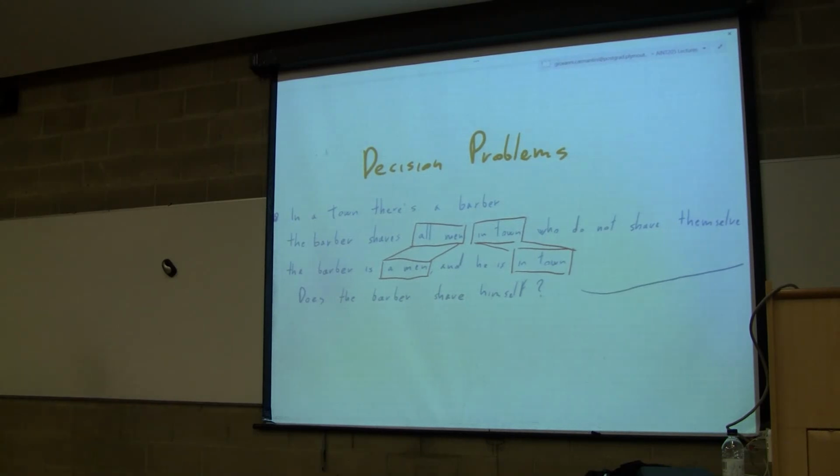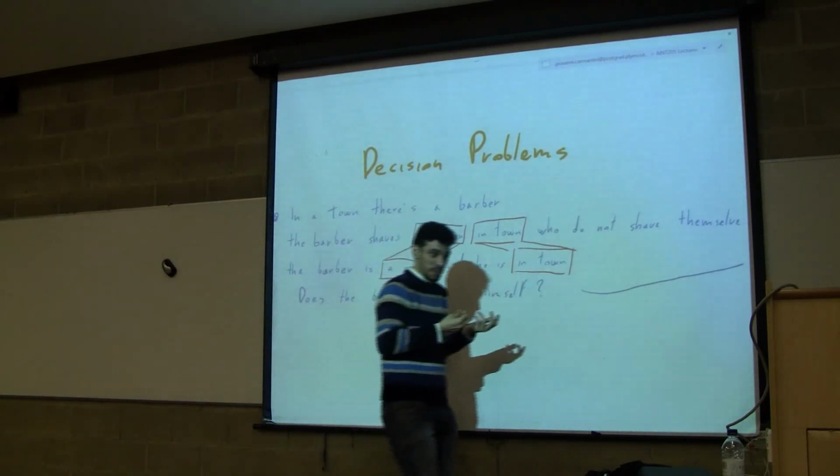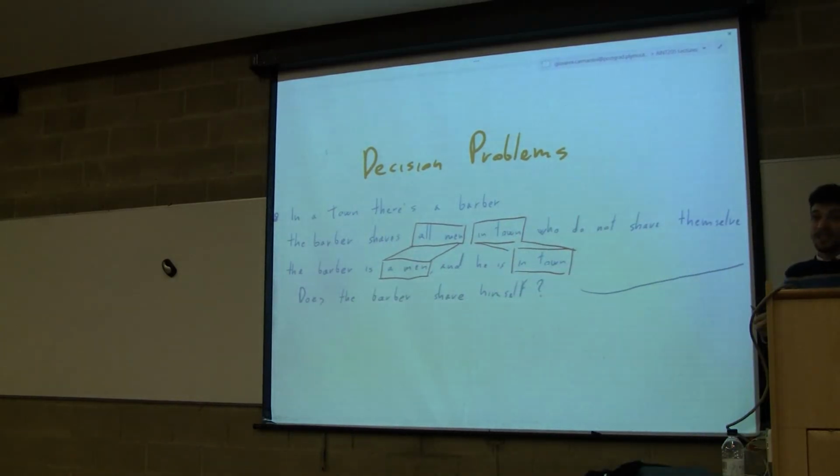You can reason about this as much as you want. This problem is just undecidable. There's no yes or no answer. Because every answer is paradoxical. This is a paradox.